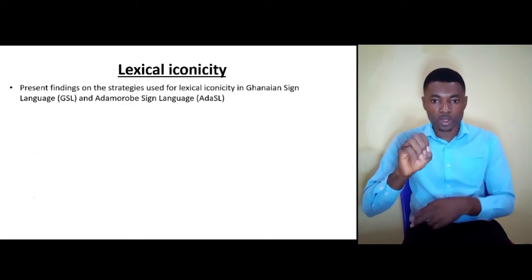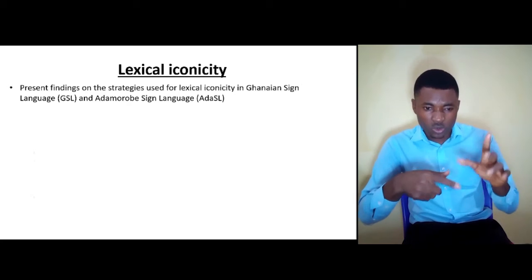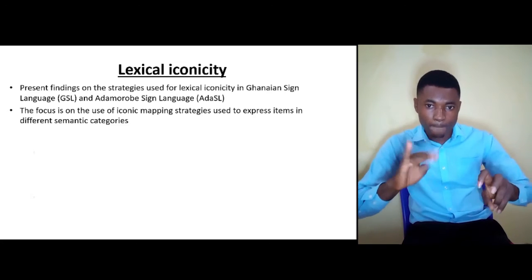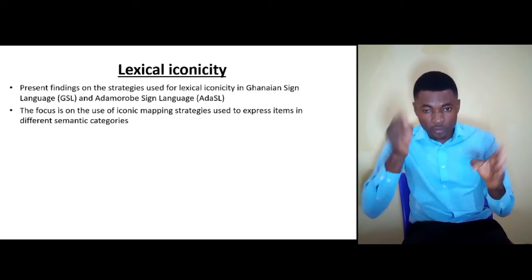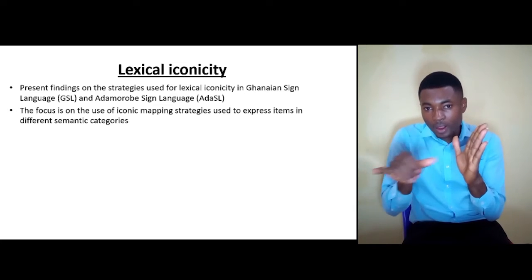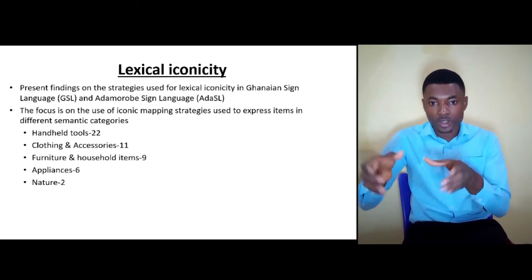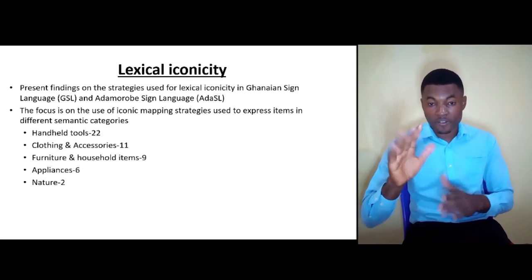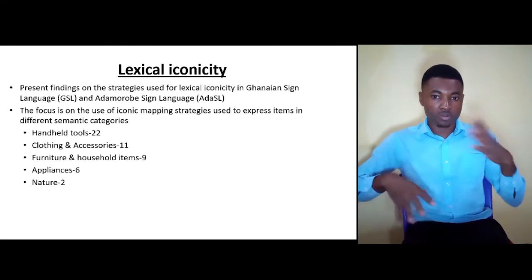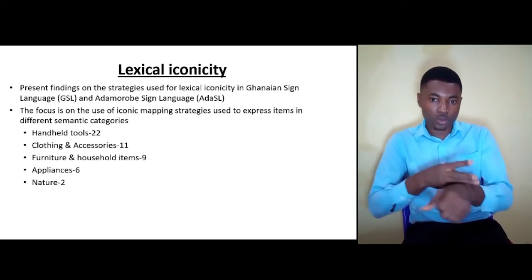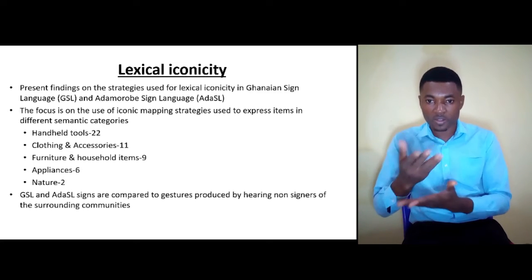So for lexical iconicity, I hope to present findings on the strategies used by signers to indicate lexical iconicity. And the focus is the use of iconic mapping strategies to express items in the 5 semantic categories. So for the 5, I have handheld tools, 22 items, clothing and accessories, 11 items, furniture and household items, 9 items, appliances, 6 items, and nature, 2 items.